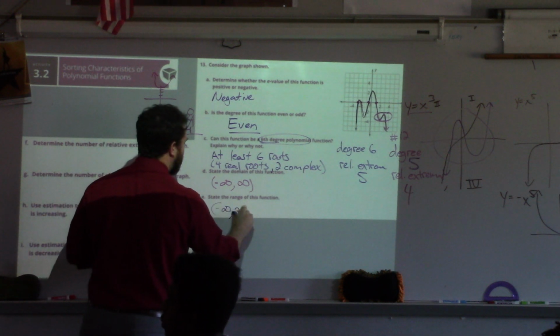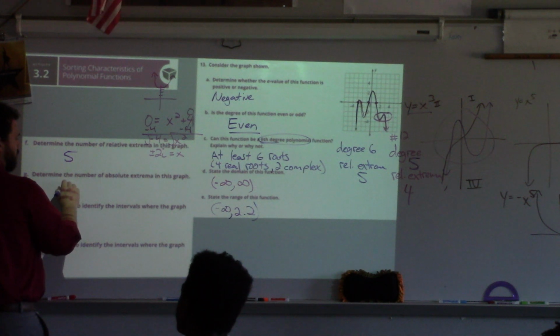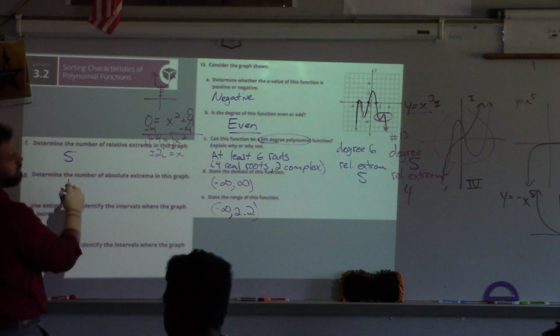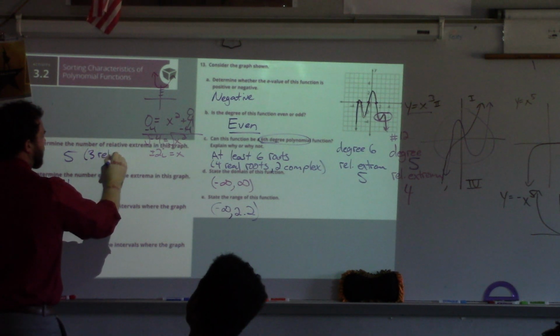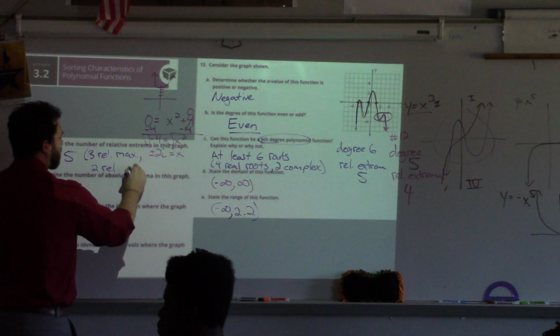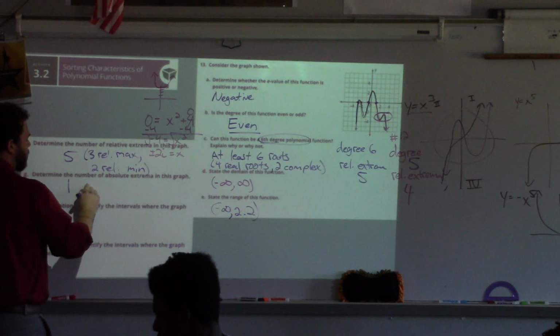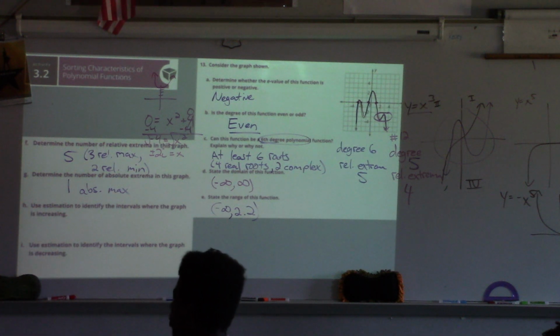Negative infinity to 2.2. I think up to this point, we were all the same. So 3 relative max, 2 relative min, 1 absolute max. We all get through there? Is that what we said?